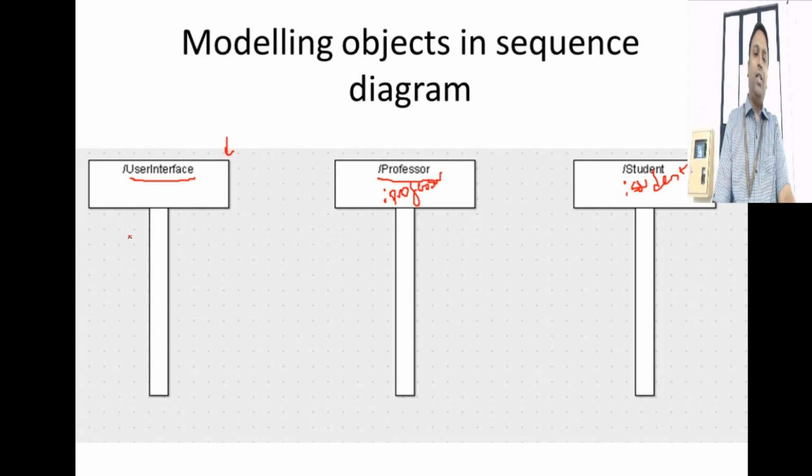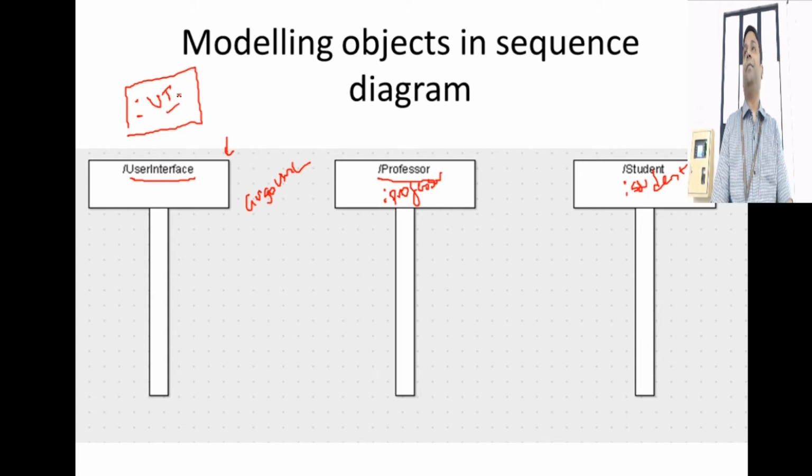Say the notations that are given here, these notations are from Argo UML. There are some slight variations, but it's fine. If you take a look at your textbooks, the notation will be like this. It will be like, say, UI. So that's how you denote all the objects.